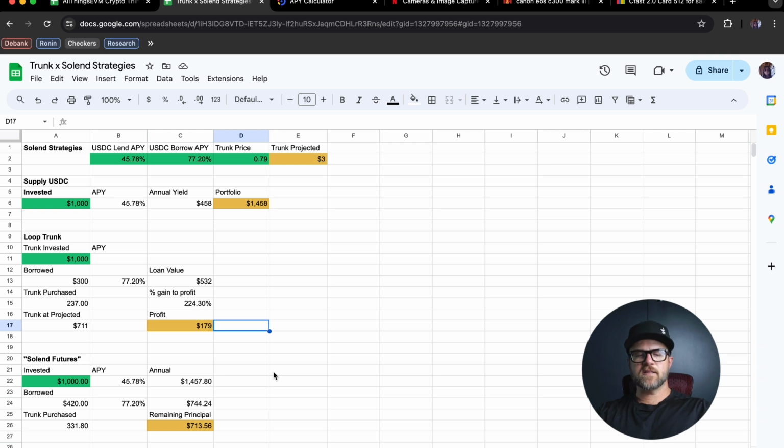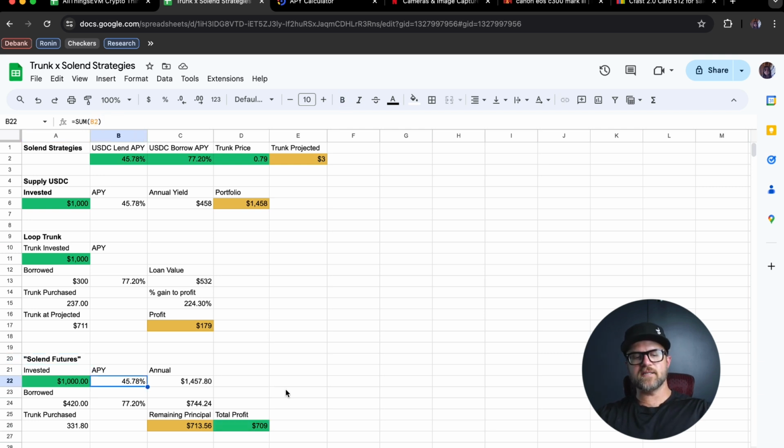Now, last but not least, we have a bit more of an advanced strategy, guys. This one in particular was laid out by BT himself, and SK Crypto K does talk about this in his video as well. However, I've done the math to make sure that you guys understand the risk and rewards here, and it's pretty promising, guys. This one is definitely a little bit less risky than the loop Trunk strategy, and definitely more profitable than the supply USDC strategy if you were to play it out, depending on the price of Trunk overall.